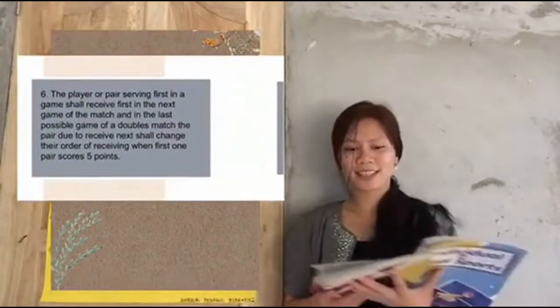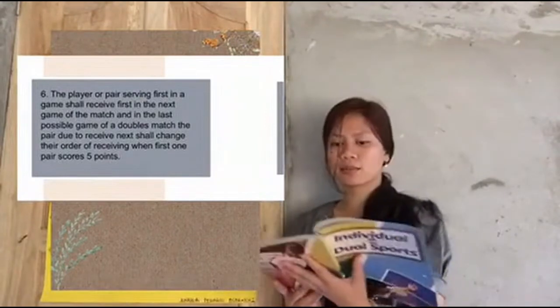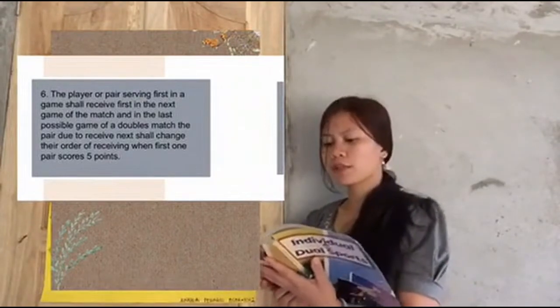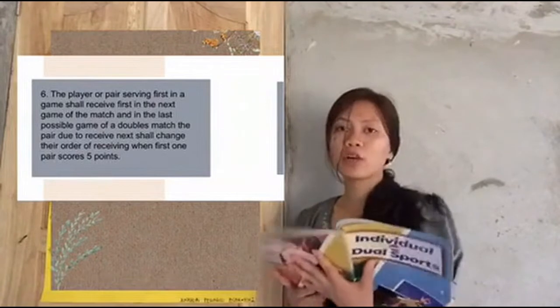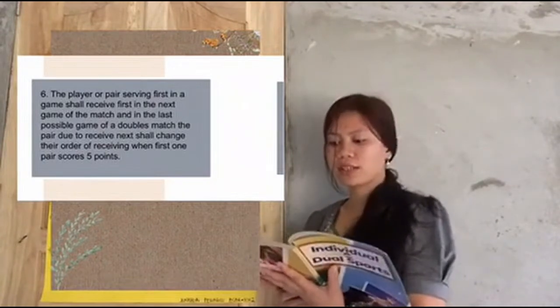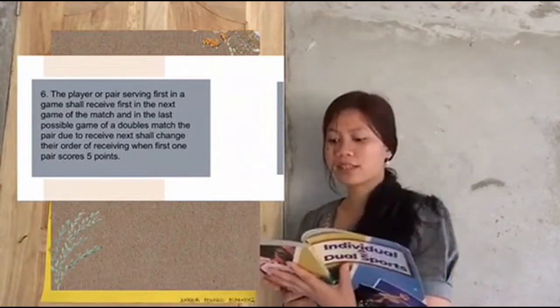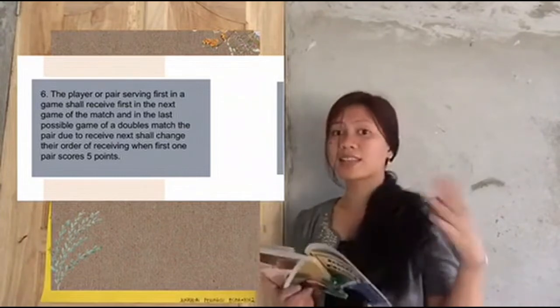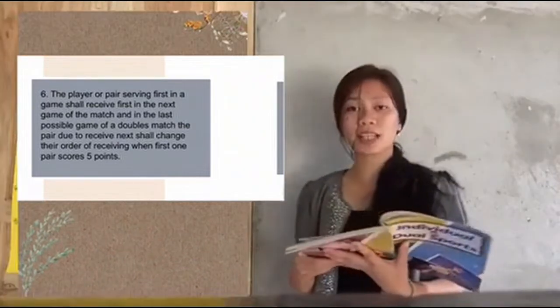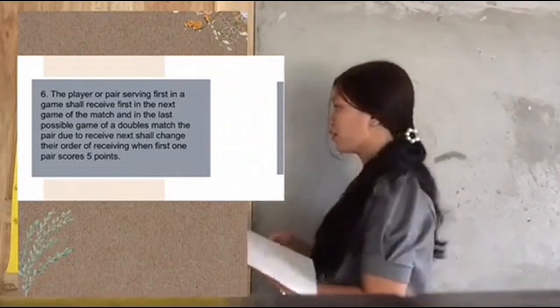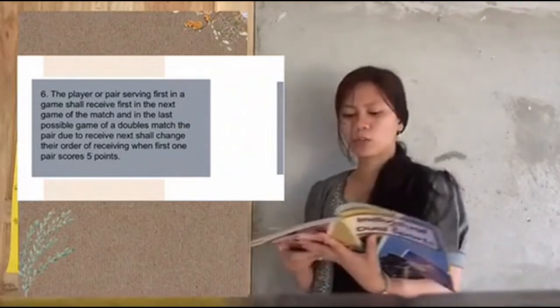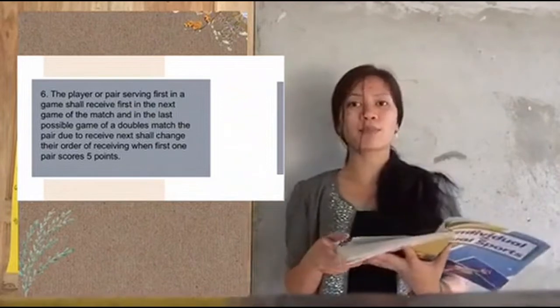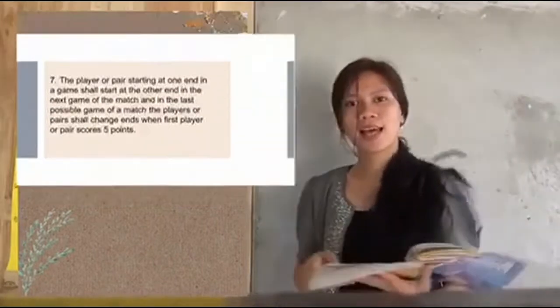Number 6. Second to the last number. So, number 6 states that the player or pair that served first will receive first in the next game of the match. And for doubles games, the order of receiving will be changed when one pair scores 5 points first.